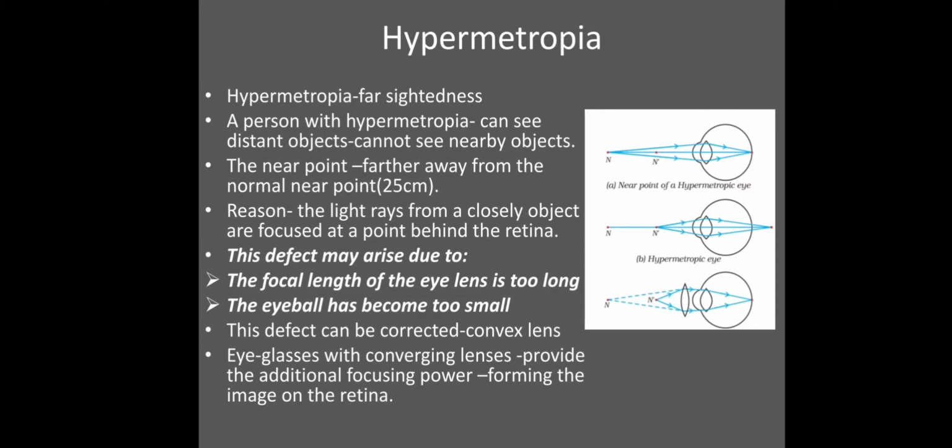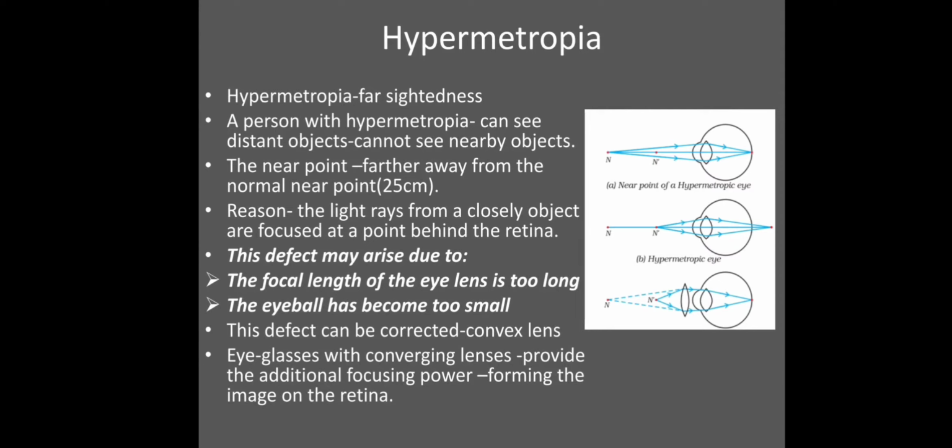Now why is this happening? This is because the light rays from a nearby object are focused at a point behind the retina. In the first case the image was formed in front of the retina. In this case we can see that the image is formed behind the retina. This defect arises because of two reasons. The first reason is the focal length of the eye lens is too long, and the second reason is the eyeball has become too small.